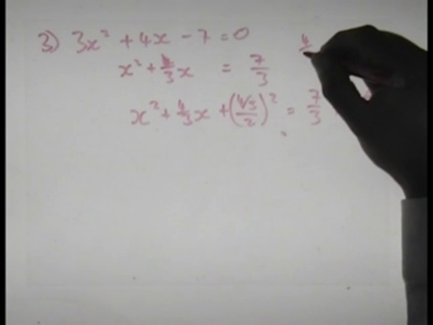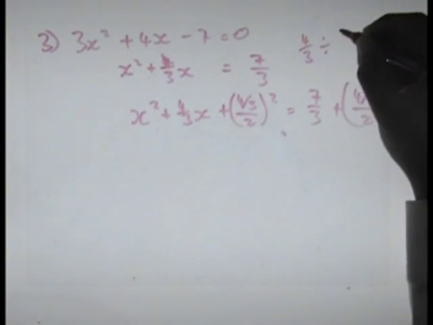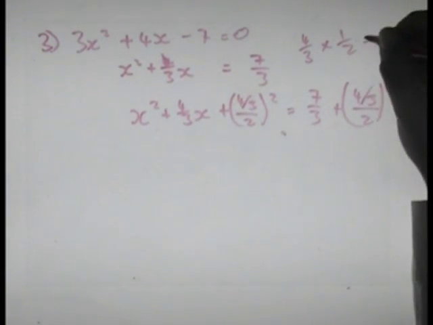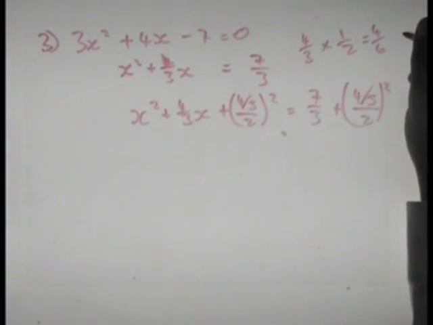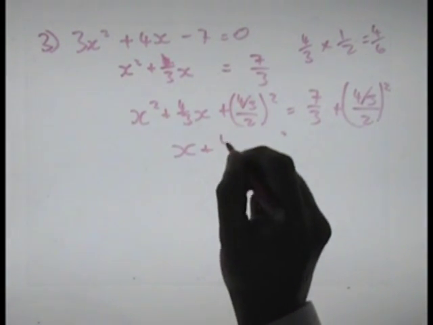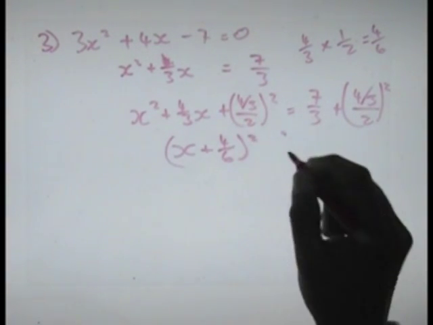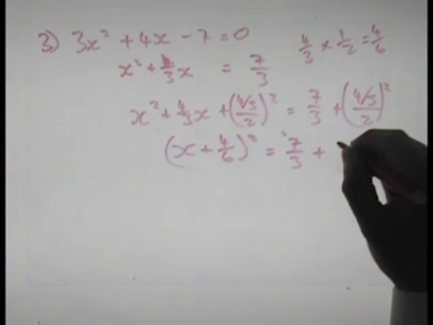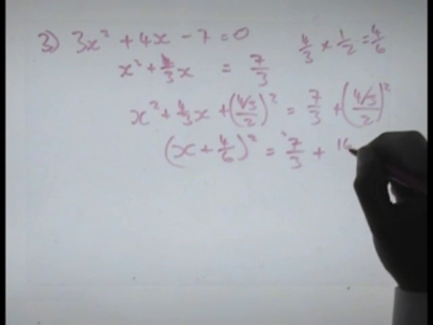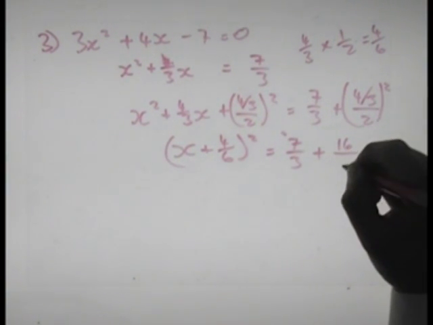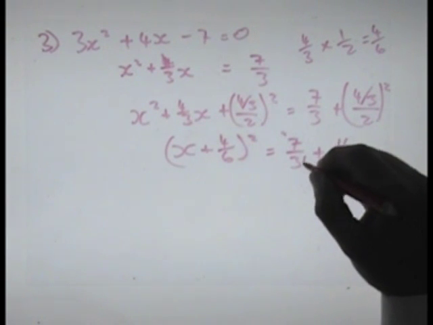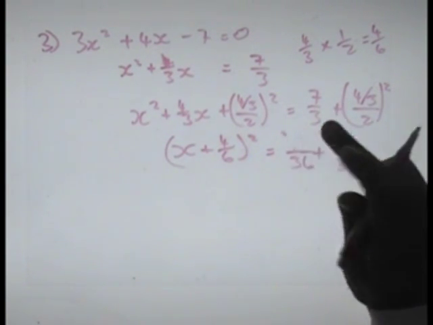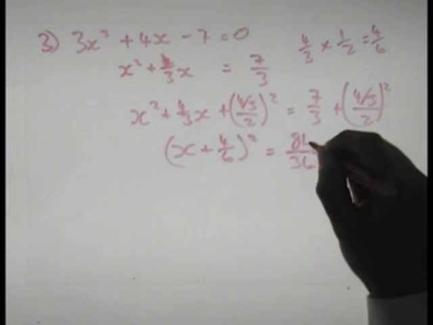Now 4 over 3 over 2 is the same as 4 over 3 divided by 2 over 1, which is the same as multiplied by 1 over 2, which is equal to 4 over 6. So this will become (x plus 4 over 6) squared is equal to 7 over 3 plus (4 over 6) squared, which is going to give us 16 over 36. Make 36 a common denominator. I had to multiply 3 by 12 to make it 36. 7 multiplied by 12 is 84.